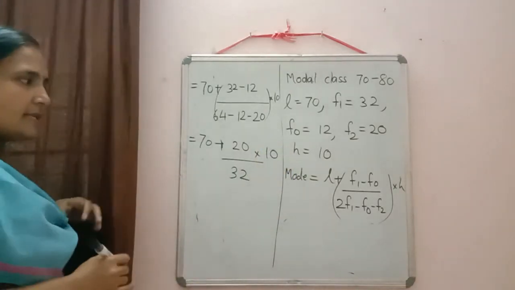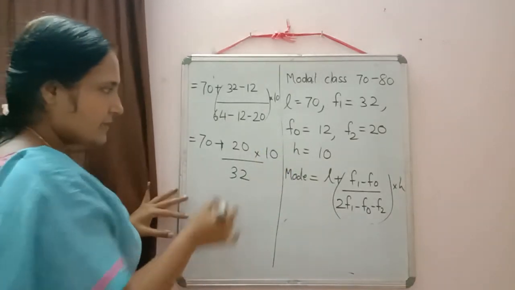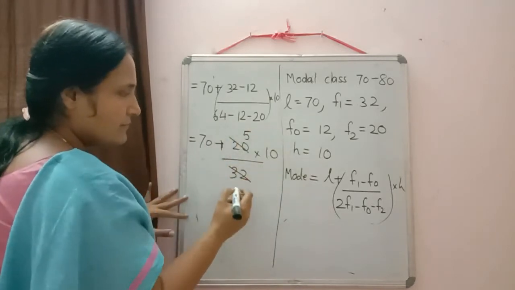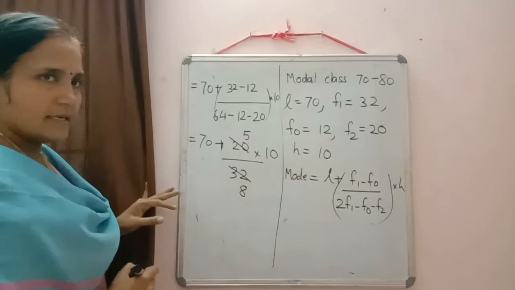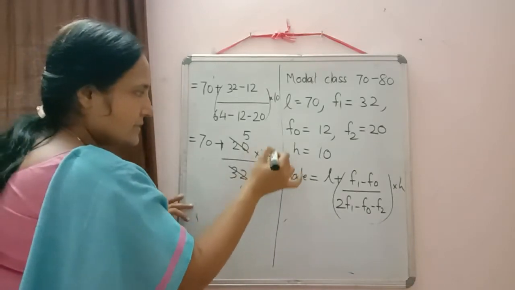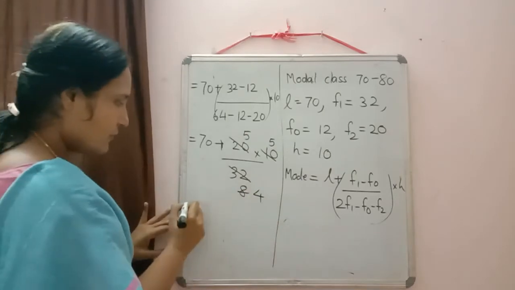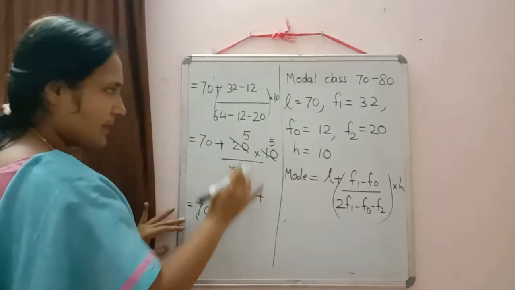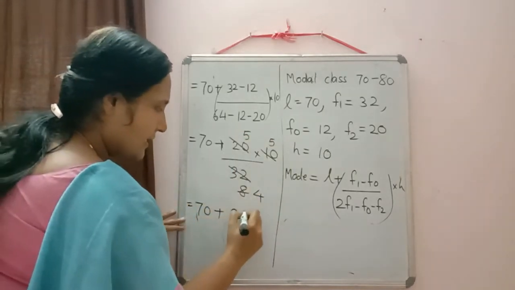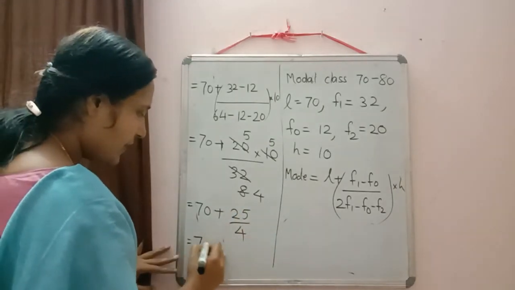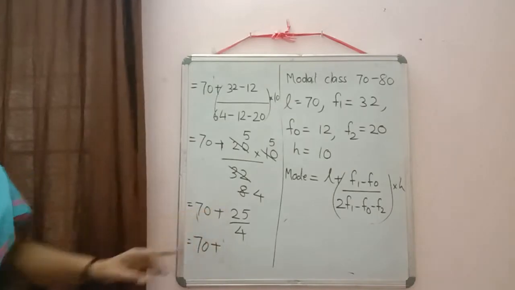So again, if cancellation is possible, we can cancel it. I think it is divisible by 4. So we can cancel it by 4. 4 5s are 20, 4 8s are 32. And these two again we can cancel. Then we will get 2 5s are 10, 2 4s are 8. So what we are getting here, 70 plus 5 5s are 25, 25 by 4. So 25 by 4, here only we can convert into decimal.